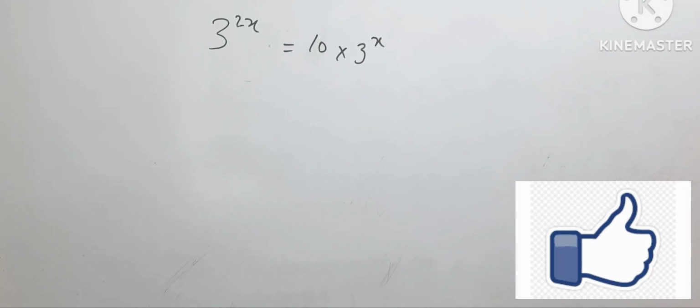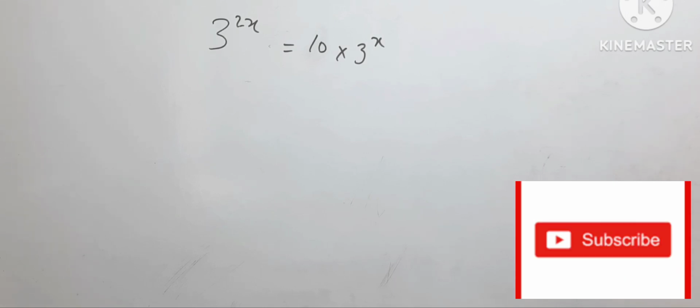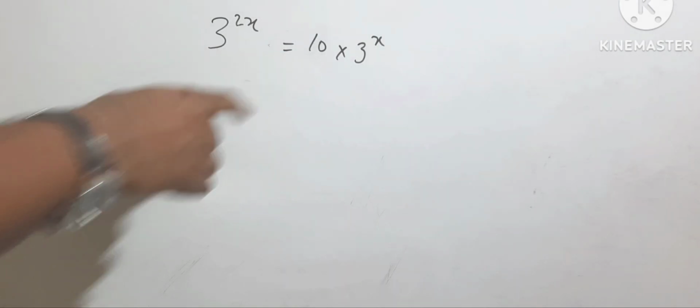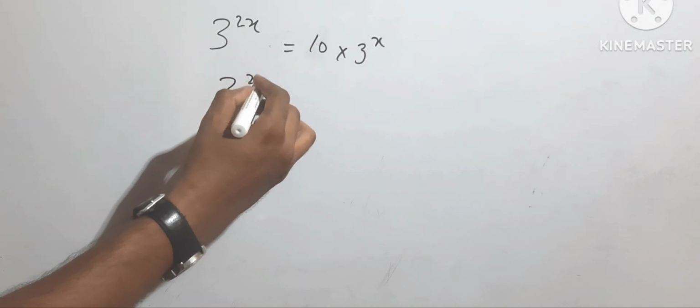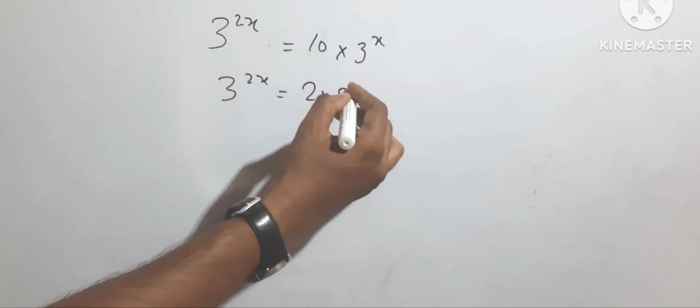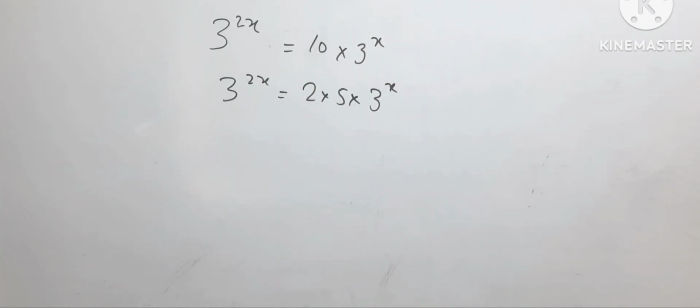So as you told us, sir, when the bases are not the same, try to make the base the same. So we'll take out the prime factorization of 10. What are you going to get? 2 and 5. That much only we are going to get when doing the prime factorization for 10. Yes sir. Now after that, the bases are still not the same.